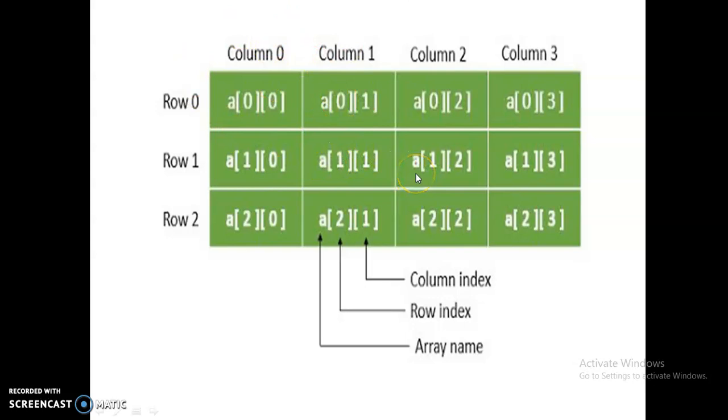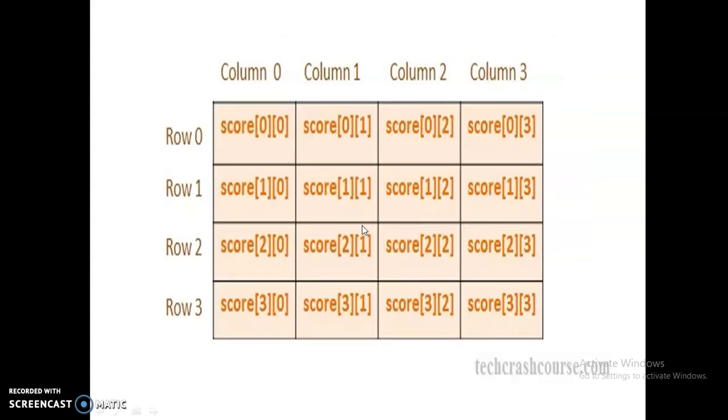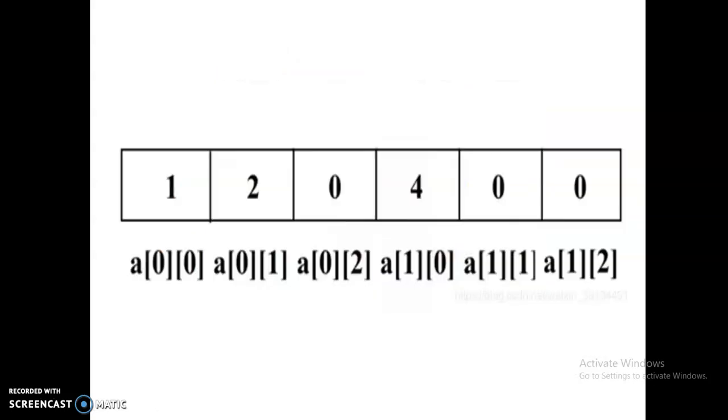If you want to access from the two-dimensional array, you have to represent it like this only. This is the array name. This is the row index. This is the column index. So this is also another example of the two-dimensional representation of data. This is also accessing two-dimensional data from the two-dimensional array. A[0][0] represents 1, A[0][1] represents 2, A[0][2] represents 4. Like that, the data is accessed and stored in the two-dimensional array.